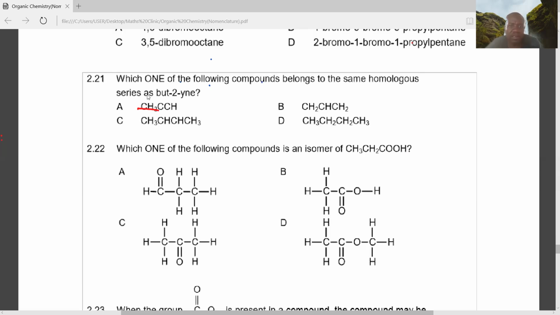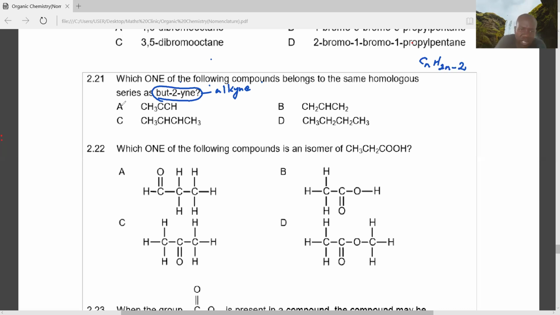Question 2.21. It says, which one of the following compounds belongs to the same homologous series as butane? Same homologous series as butane, ladies and gentlemen, butane. Remember, butane is an alkane. And what is its general formula?